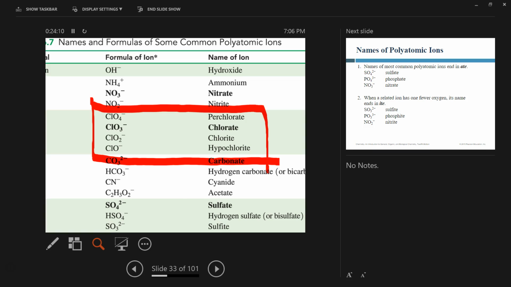Look at the second one, the chlorite. What's the charge of chlorine? +3. Look at the chlorate. What's the charge of chlorine? +5. And look at the perchlorate. +7. In which group is chlorine located? Which group? 7th. So how many electrons are in the outer shell? 7. So you see that the naming logic here is changed a little bit.